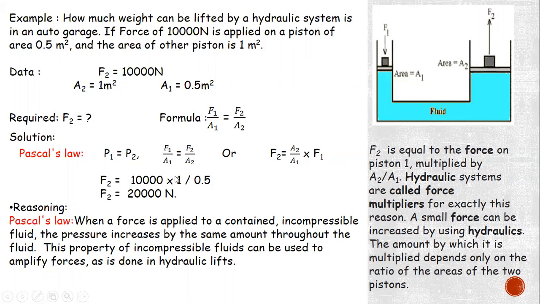So F2 is equal to, putting in the values, F1 is 10,000 into 1 divided by 0.5. So F2 is equal to 20,000 Newtons. Now you can see that F1, that is 10,000 Newton force, is applied, and it is converted. Since the area is doubled, this force is also doubled, from 10,000 to 20,000 Newton. So this is how they act as a force multiplier.